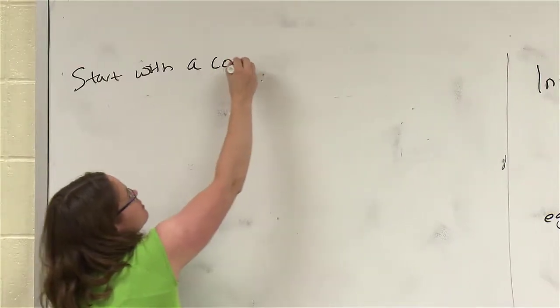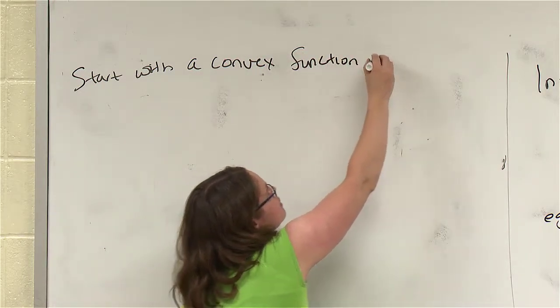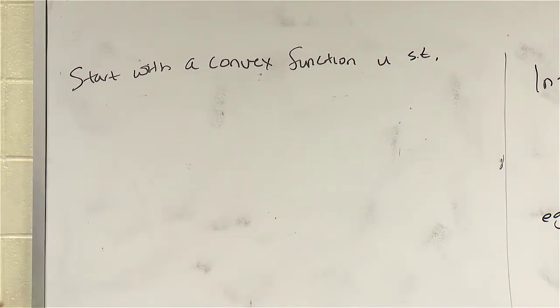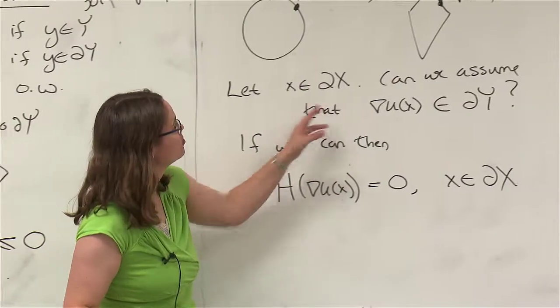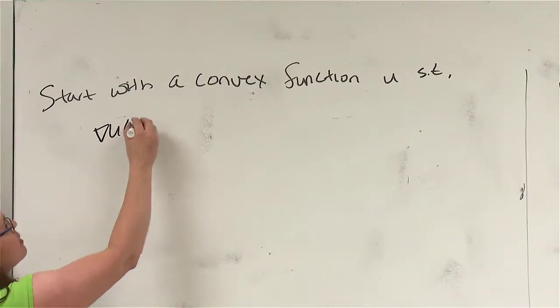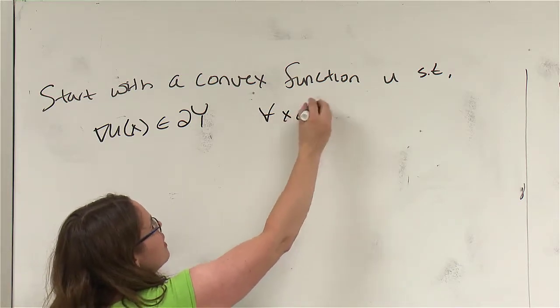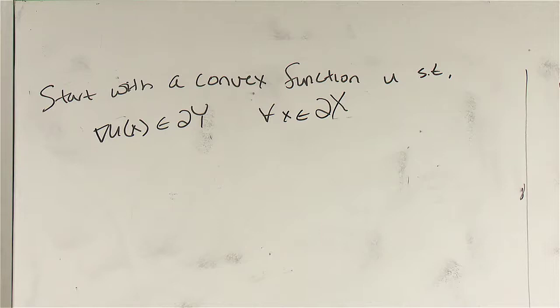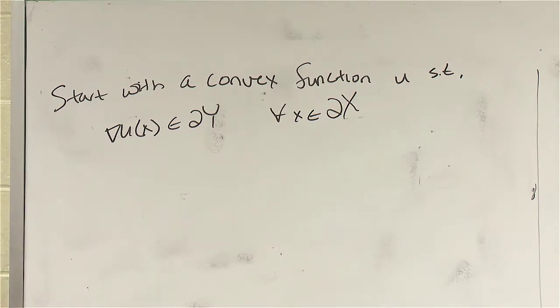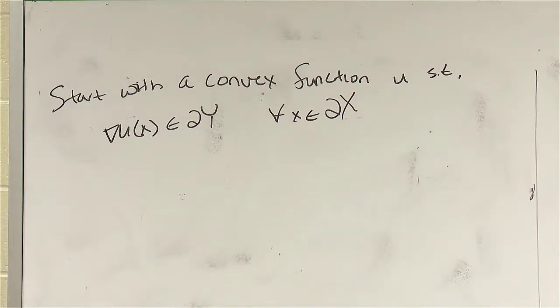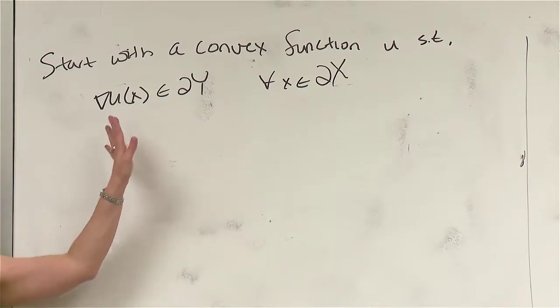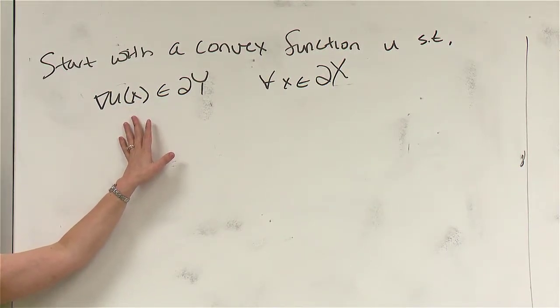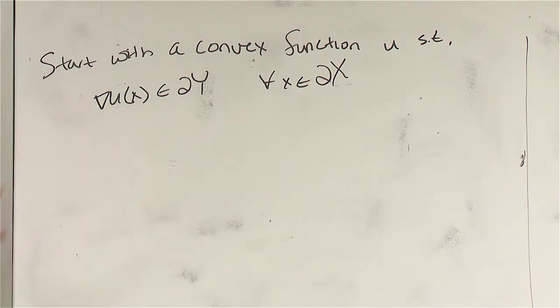Okay, so I'm going to start with a convex function u such that, at the boundary at least, we satisfy this condition. In other words, for x on the boundary, the gradient of u lives on the boundary. So such that the gradient of u of x lives on the boundary of y for all x on the boundary of big X. And I want to show that actually the gradient of u always lands inside my target set. By the way, I'm going to do this assuming that I have a gradient of u, but you can actually make this argument for the subgradient as well. It doesn't require really much additional work. I'll stick with gradient just to keep things a little cleaner here.